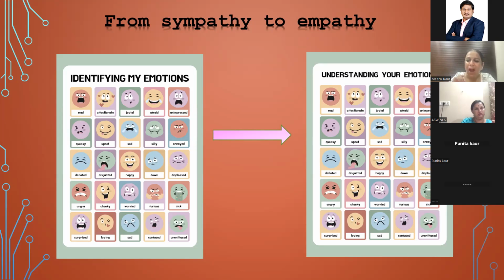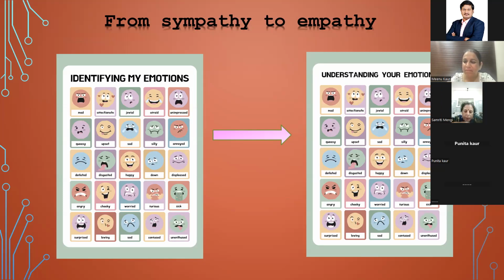Now, how many of you are sure that you identify each and every emotion of yours? You can show me a thumbs up, write in the chat box, or unmute and speak. How many of us claim that I register each of my emotions, and that too correctly? Let me see how many answers I get.